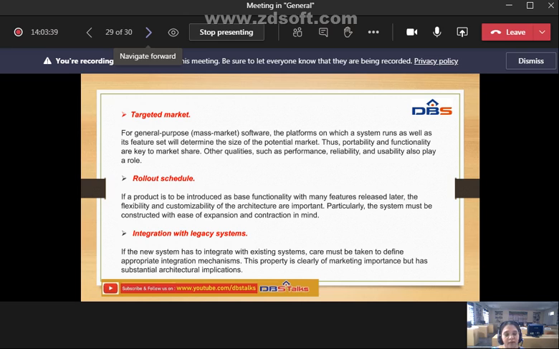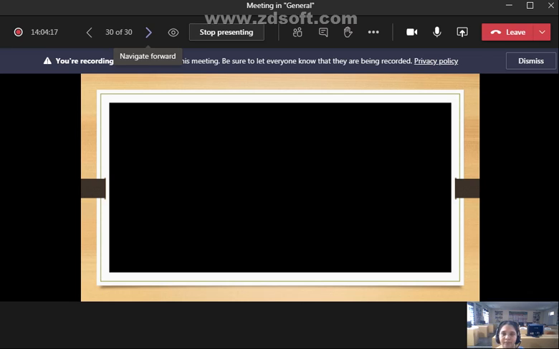And targeted market, according to the vendor side. They want to deliver some product according to the requirements of the users. They need to deploy the particular thing in time to market, that is called targeted market. They want success. And rollout schedule: they want to release the upcoming projects, the particular latest projects, according to flexibility and customizability, that is called rollout schedule. And integration with legacy systems: they can also integrate with other systems according to the requirements.